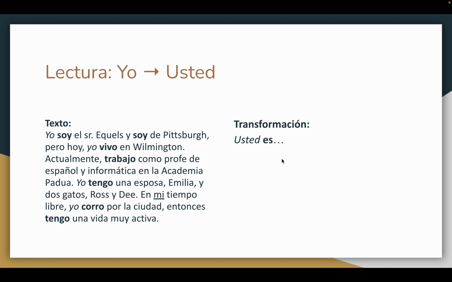So for this one, I've already started it off for you. So instead of yo soy, we're going to be starting with usted es. Okay, with usted es. And then you are going to rewrite this paragraph here using the subject usted. So be sure that you look up these verbs and see how you would possibly conjugate these verbs for the subject usted. And how would our possessive adjective mi, how would that change?